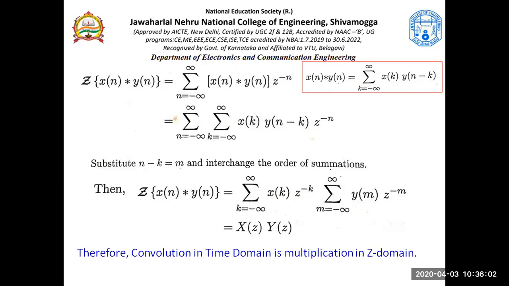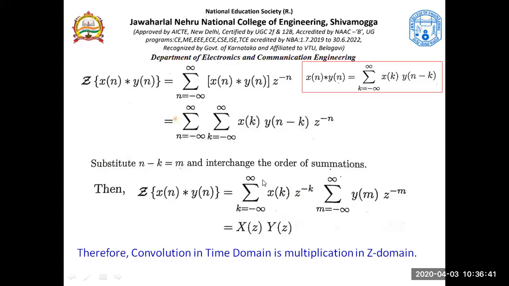Fine. I'll make this clearer to you when I post this in Google Classroom. I'll have to bring in one more step which would make it clear. If you've not understood, I'm telling you again: this n minus k is m, so it would become y of m. This n is m plus k. So this would become z to the power minus m into z to the power minus k. Z to the power minus k you associate with x of k, and z to the power minus m you associate with y of m, because n minus k is substituted as m.